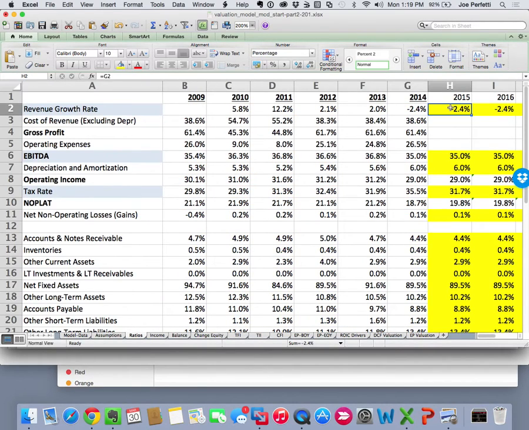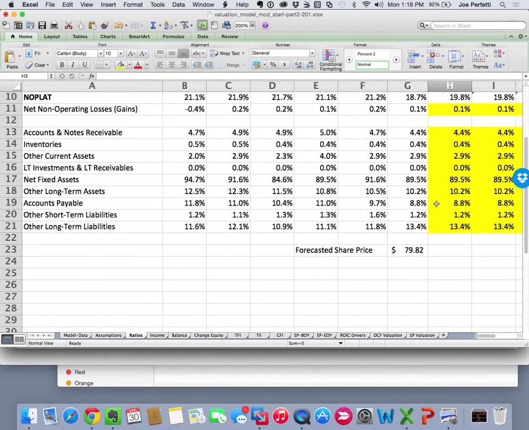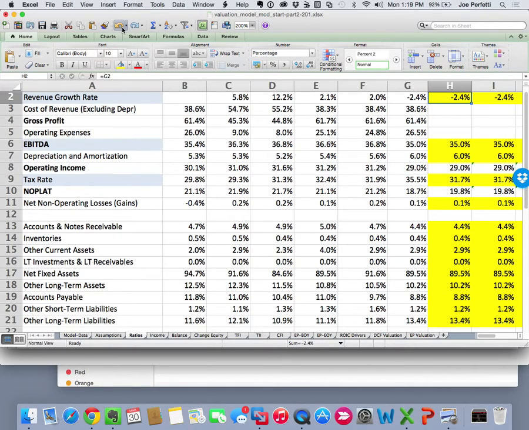So what if they were to grow at 4% a year? Well, that would get me to $80 a share. So obviously, I'm getting closer. That's the idea. We change the ratios to change the forecasted share price to get really close. That's the idea of the as-is. Except here's the deal. I don't know as much about McDonald's as certain people on Wall Street.